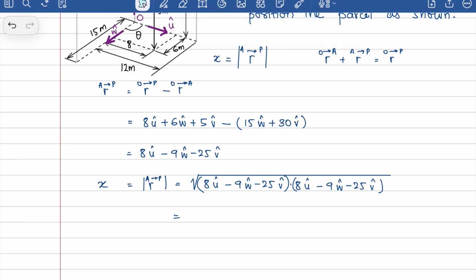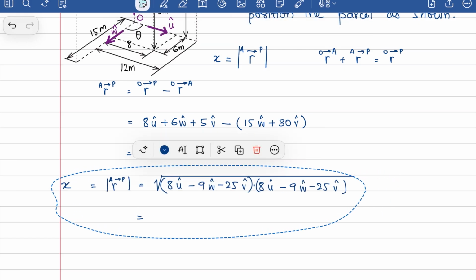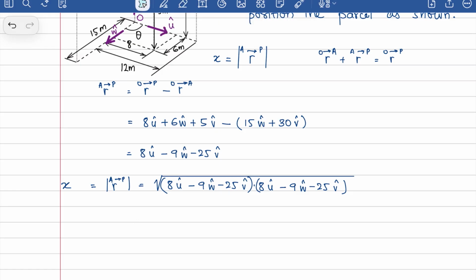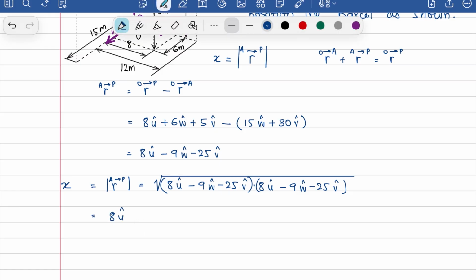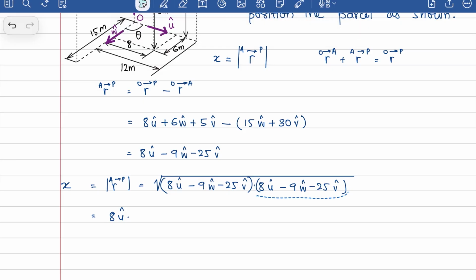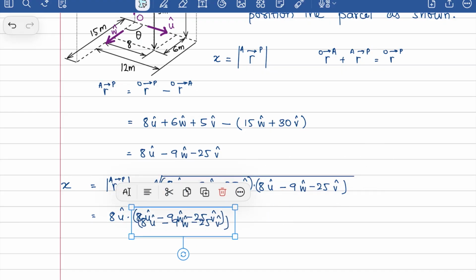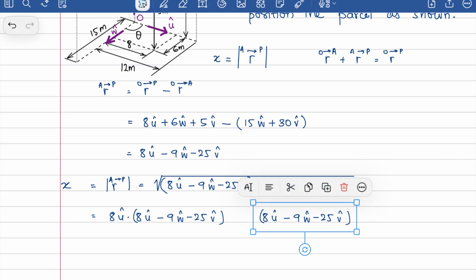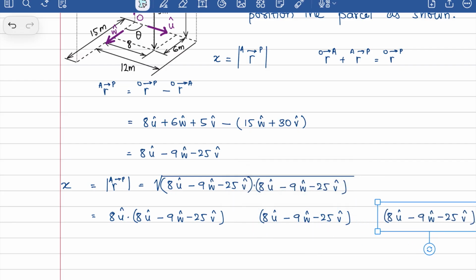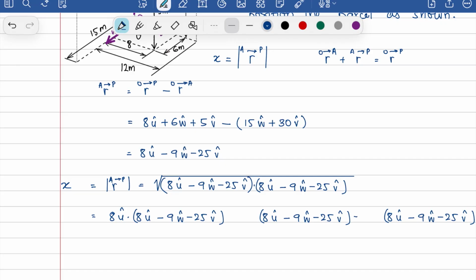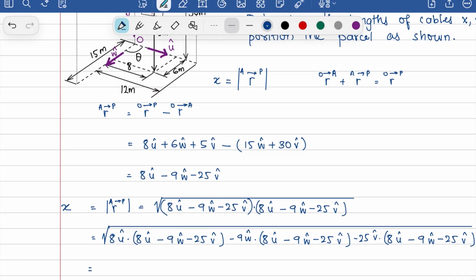I could break this down and write it as 8 U hat dot this guy here, minus 9 W hat dot the same thing, and then minus 25 V hat dot the same thing, whole under root. So, of course, you now have to account for all these dot products.